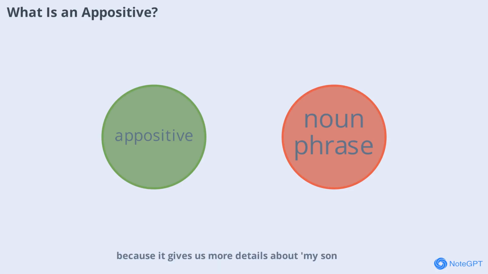Appositives can be as simple as a single word or as detailed as a full phrase. When the appositive is a phrase, we call it an appositive phrase. Recognizing appositives is a great way to add clarity and detail to your writing, making your sentences richer and more informative. Now, let's see how they work in real examples.